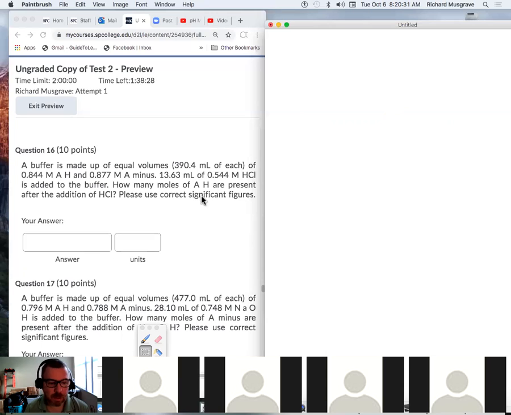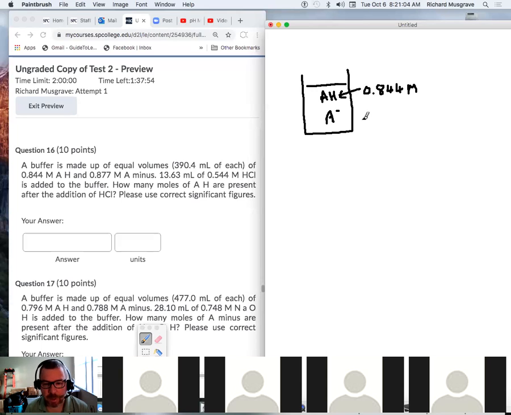All right, so with this one, I think it's good to draw a little picture of what's going on. So we're told that we have a buffer and it's made up of 0.844 molar AH, and also A minus here, 0.877 molar.